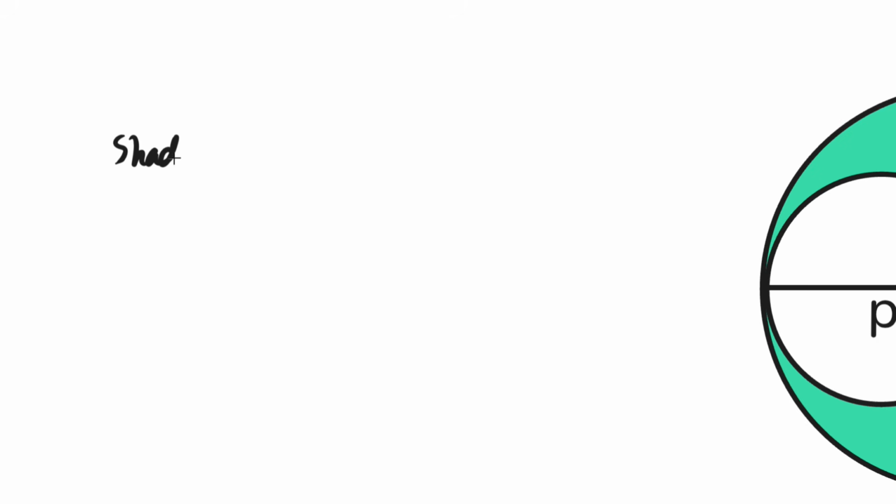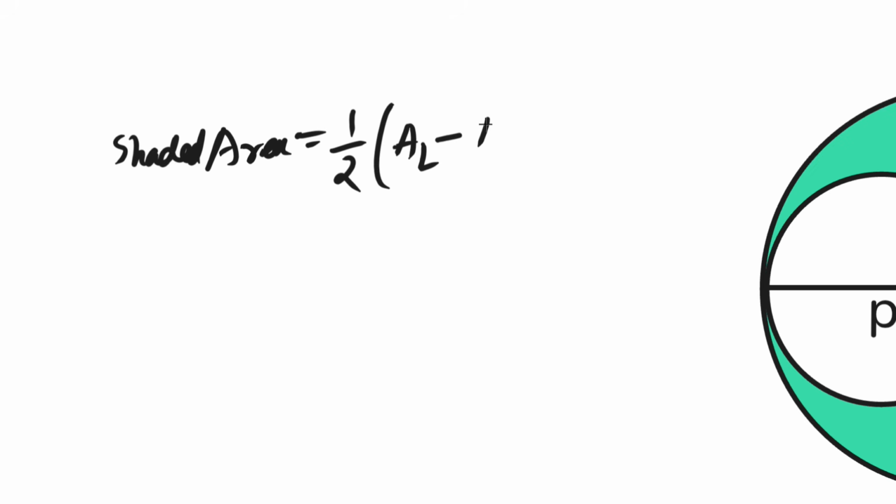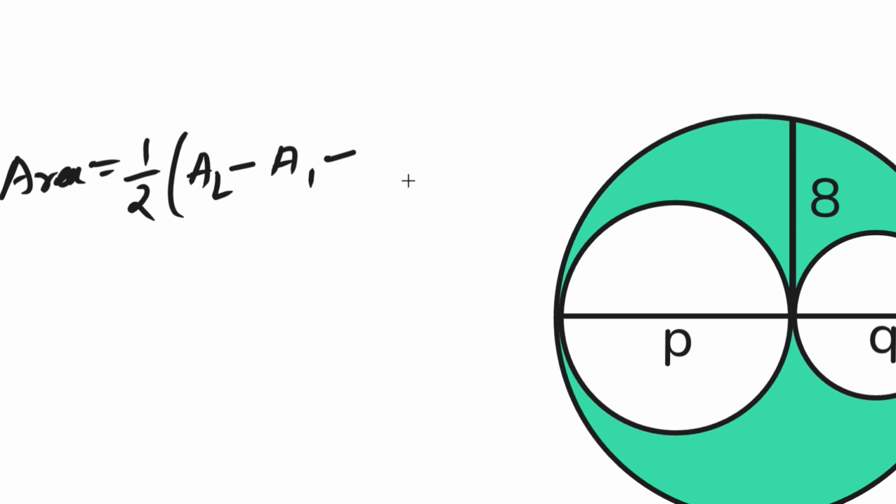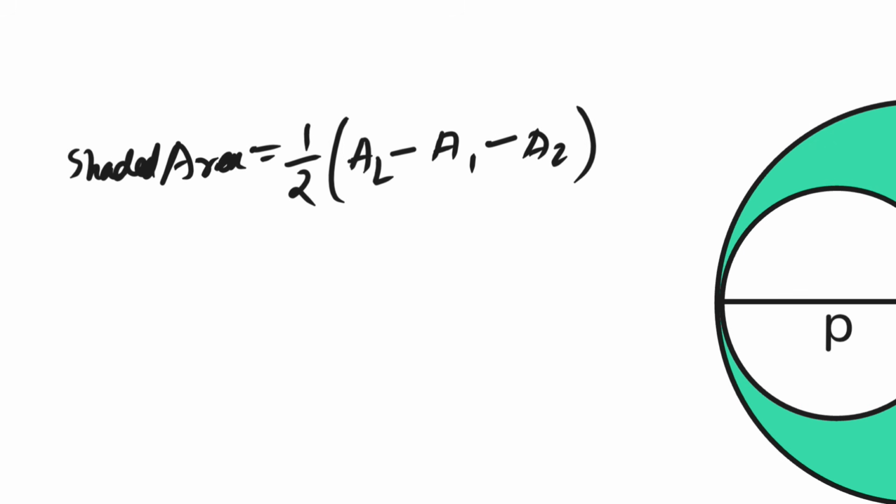The shaded area equals 1/2 multiplied by the area of the large circle, minus the area of the first small circle, minus the area of the second small circle.